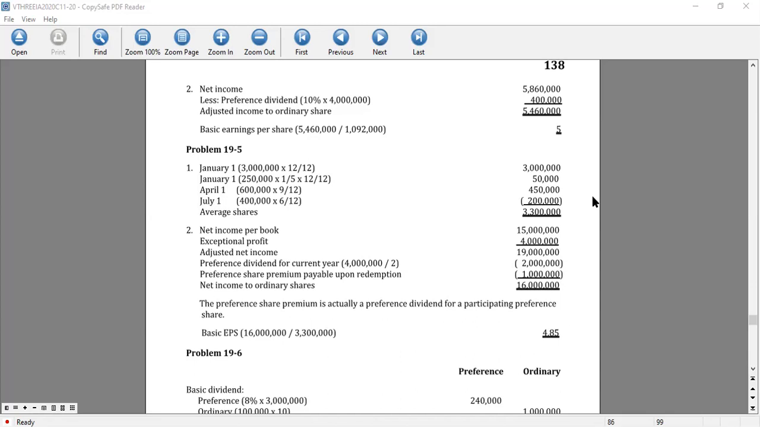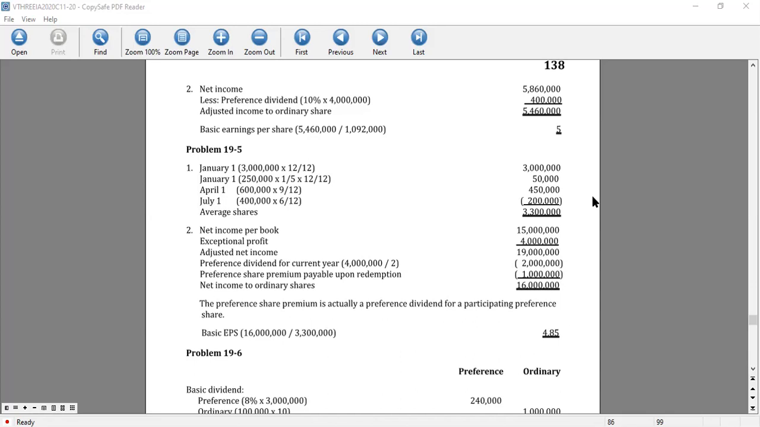So we have now the preferred here is cumulative preference dividend. So we have the preferred dividend for current year only, 2 million, and the preference share premium payable upon redemption equal to 1 million. So we now get the amount of net income to ordinary shares of 16 million. The preference share premium is actually a preference dividend for a participating preference share.